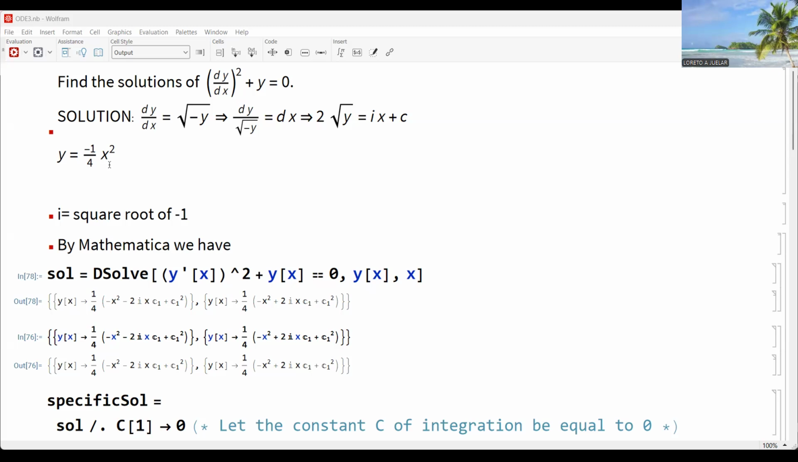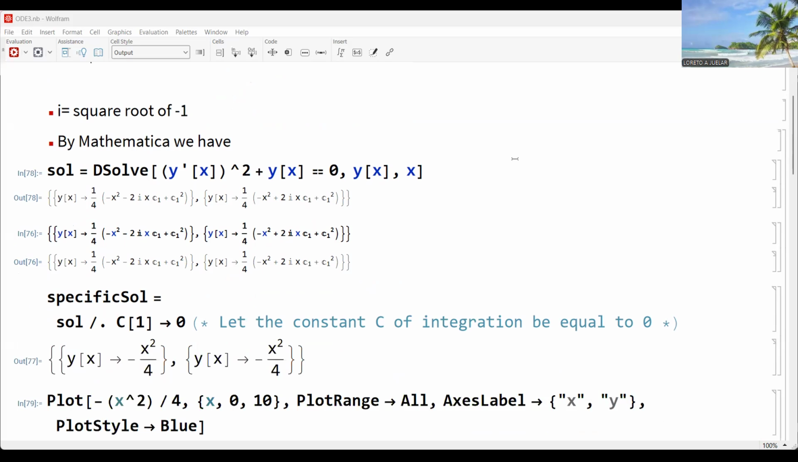integral, we can find y in terms of x as y equal to negative 1 times x squared over 4. By Mathematica, we can plot this one, or we can find the solution here using Mathematica. So this is the general solution.